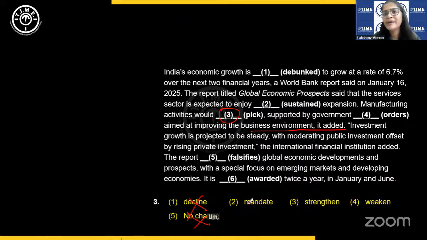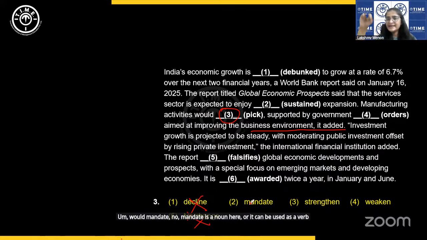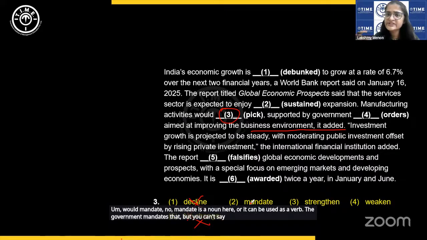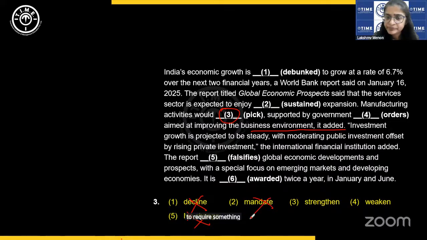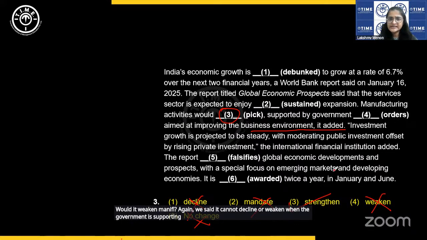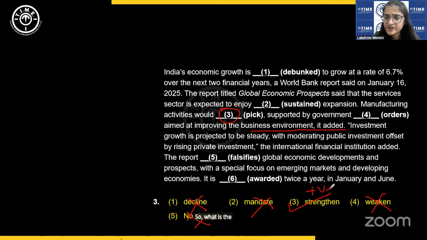Would mandate. No, mandate is a noun here, or it can be used as a verb. The government mandates that, but you can't say manufacturing activities would mandate. And mandate means to require something compulsorily. Would strengthen. Absolutely. We need a positive word, and strengthen is a positive word, right? Would weaken. Would it weaken? Again, we said it cannot decline or weaken when the government is supporting these activities. We need a positive word. So, what is the word? The positive word here is strengthen. This is our answer. Okay.